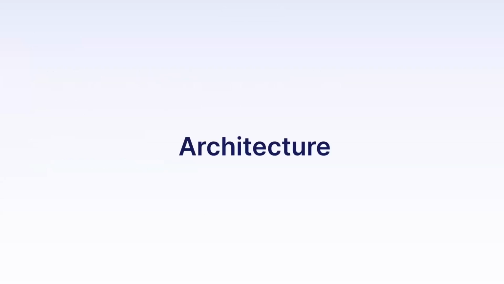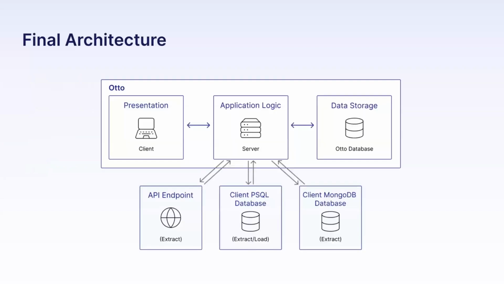Thanks, Jing. Over the next few slides, I'm going to give a general overview of Otto's architecture. Otto uses a 3-tier architecture, and as the name implies, is divided into 3 separate layers: the presentation, application logic, and data storage layers. Each layer is responsible for its own set of associated functionalities.